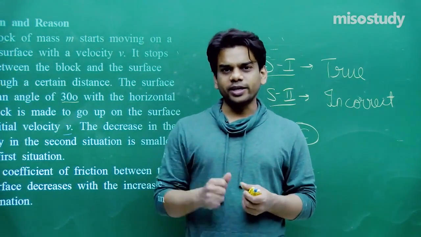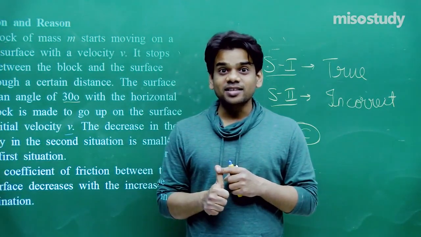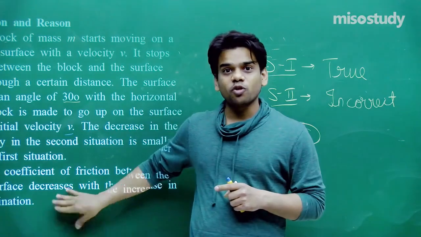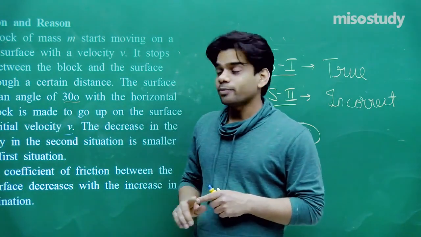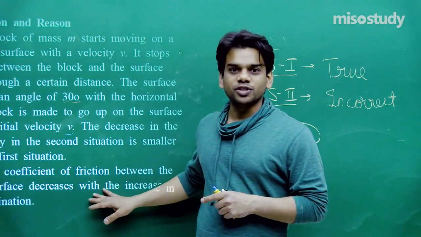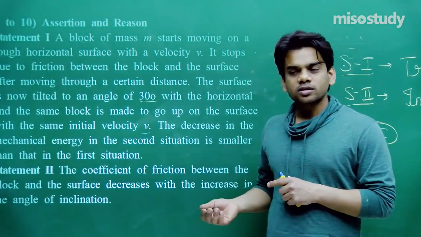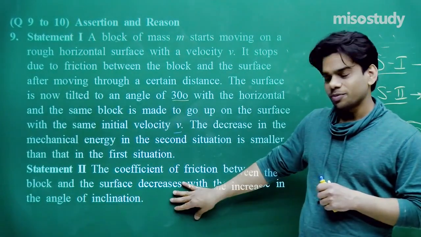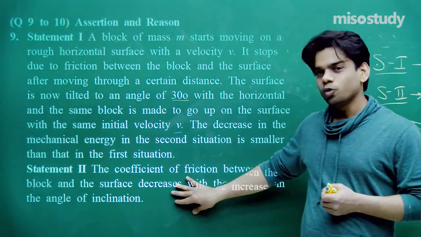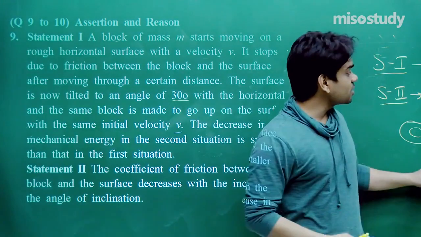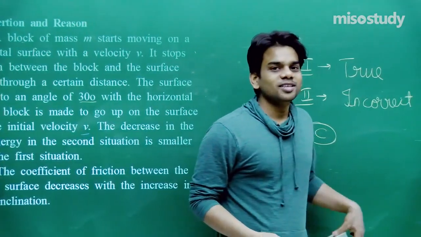I will just give you a quick recap. A, you have to choose if both statement and reason are correct, and statement 2 is the correct explanation of the first one. B, you have to choose when both are correct, but this is not the correct explanation. C, you have to choose when A is correct, B is false, that is, statement 1 is correct and statement 2 is false. D, you have to choose when statement 1 is false and statement 2 is correct. So the C option matches with our assertion reason statement. So choose option number C.